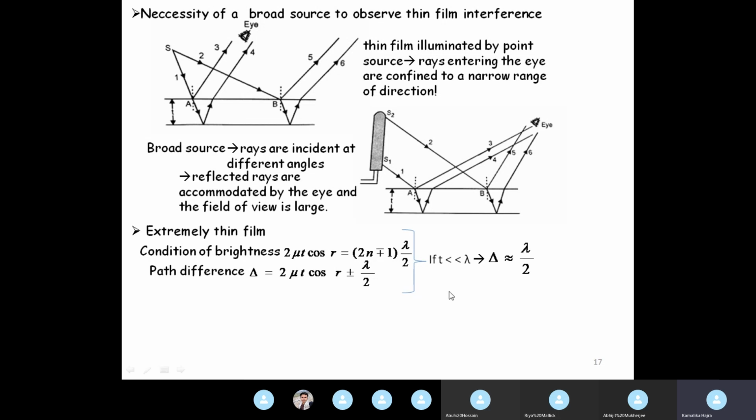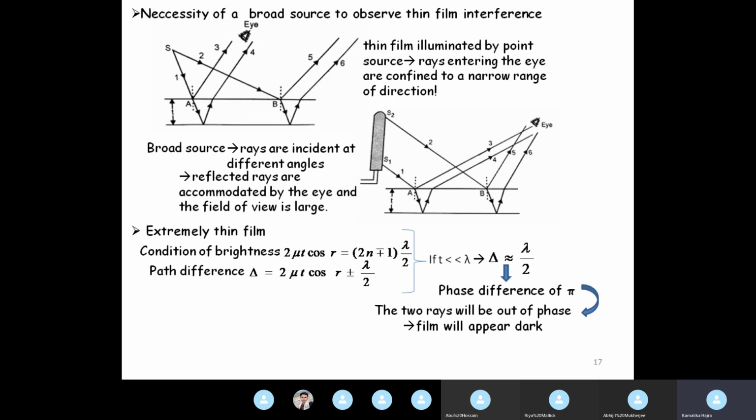See, if t, the thickness, is much less than lambda, then in this expression you have to keep only lambda by 2. This can be neglected with respect to lambda by 2 since t is much less than lambda. So the path difference is now equal to lambda by 2. But what does a path difference of lambda by 2 mean? It means a phase difference of pi. And what does a phase difference of pi mean? It means the two interfering rays will be totally out of phase.